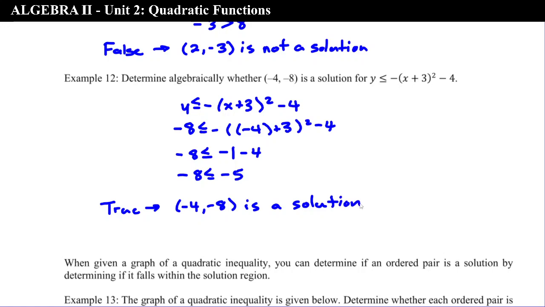All right, so now let's move on to the easiest part of all. Algebraically, it's easy. If it's false, then it's not a solution. If it's true, it is a solution.